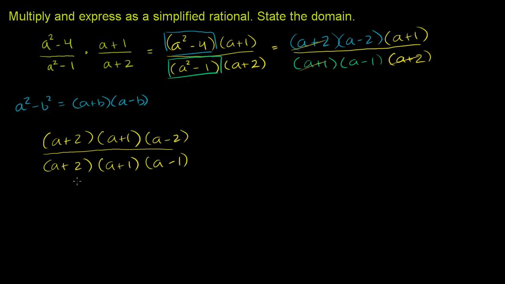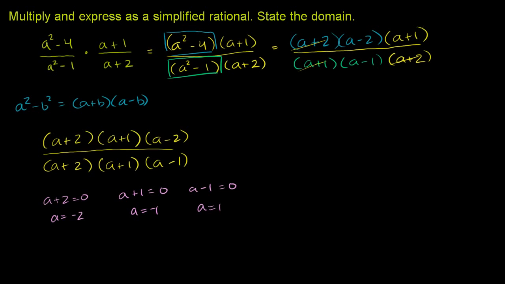Now, before we simplify, this is a good time to think about the domain, or the a values that would make this expression undefined. Like we've seen before, those are the a values that would make the denominator equal 0. You could solve for it: a plus 2 is equal to 0, so a is equal to negative 2. a plus 1 is equal to 0, subtract 1 from both sides, a is equal to negative 1. Or a minus 1 is equal to 0, so add 1 to both sides, and you get a is equal to 1.